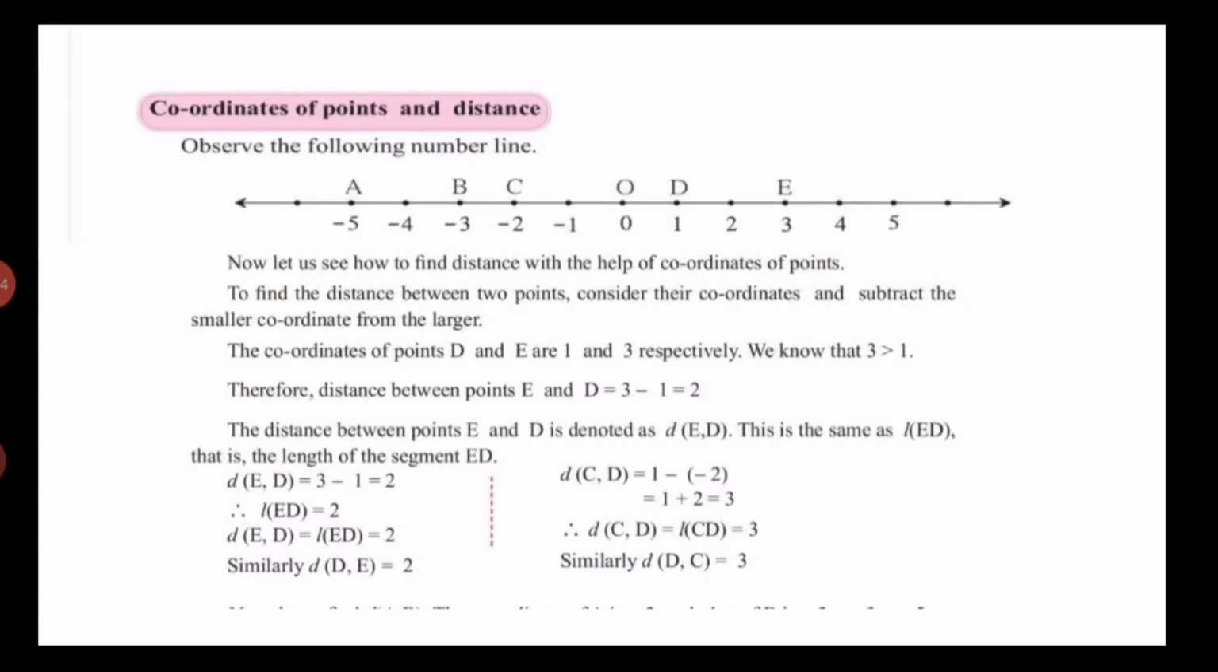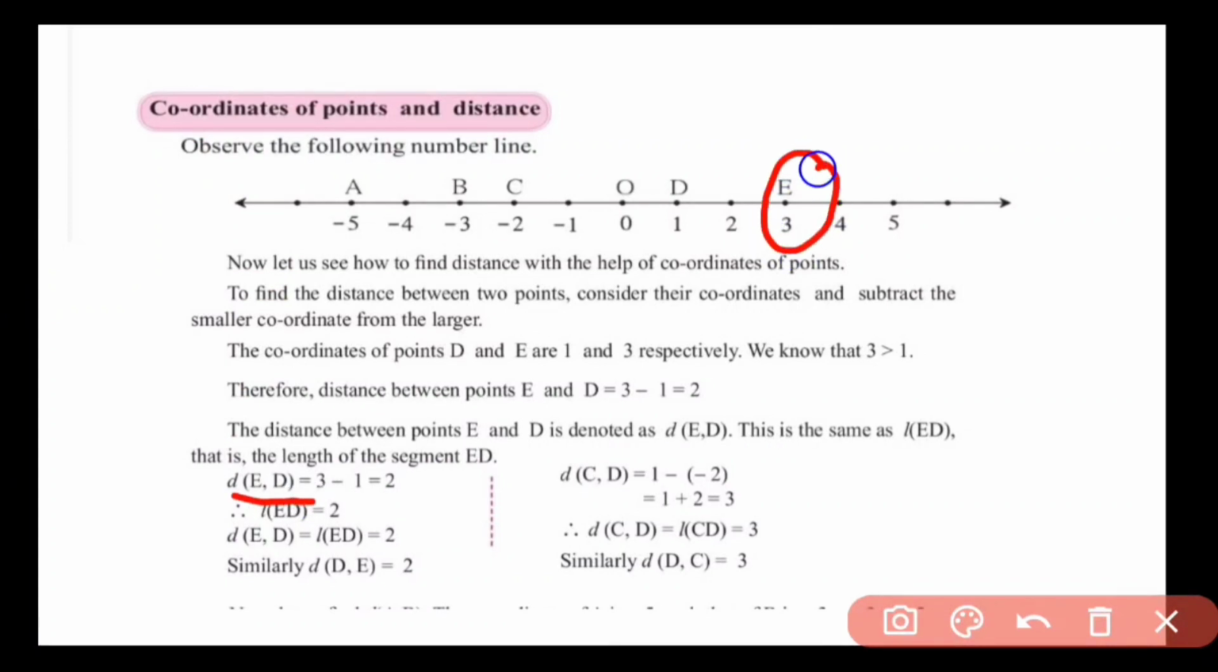We can see 2 examples here. Let us see distance ED. How to get distance ED? Just now we have seen greater coordinate minus smaller coordinate, that is 3 minus 1 is equal to 2. Similarly, the distance DE will also be 2. Either you can write ED or DE. The distance will be 2.